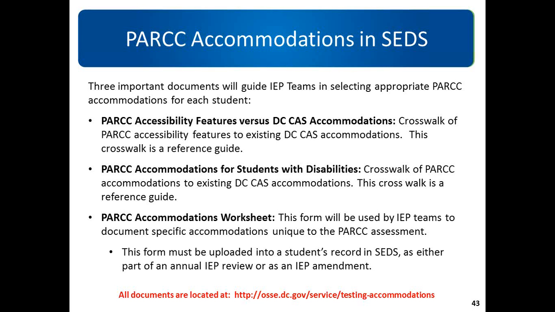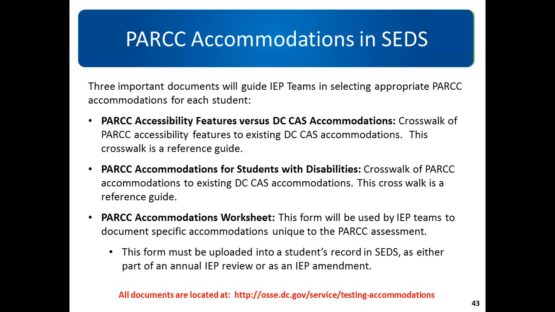Now, the accommodations that are still considered accommodations will still need to be documented on the IEP, and the way you'll do that is the way I just explained, where you'll choose the equivalent DC CAS accommodation using the crosswalk. And then the third worksheet is the one I talked about that OSSE has created and provided for you for those 9 extra accommodations, should the need arise for the student to have one of those 9. Now let's look at these worksheets in more detail.